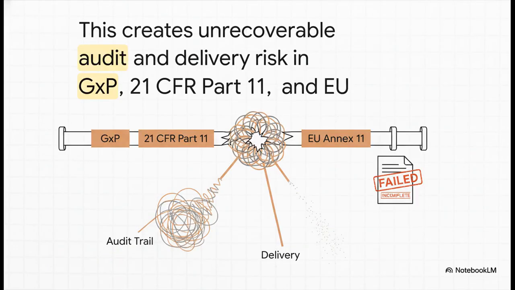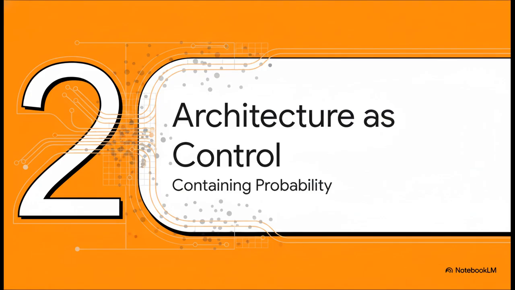And look, this isn't some abstract technical debate. These failure modes create real, unrecoverable audit and delivery risk. For any system that's governed by GXP or the FDA's 21 CFR Part 11 or EU Annex 11, silent automation and untraceable outputs are simply non-compliant. Full stop. Okay, so given this reality, things like prompt engineering and just chaining tools together are not enough. They're insufficient. The only effective control is architectural. You have to contain the probabilistic behavior inside of deterministic, auditable boundaries.